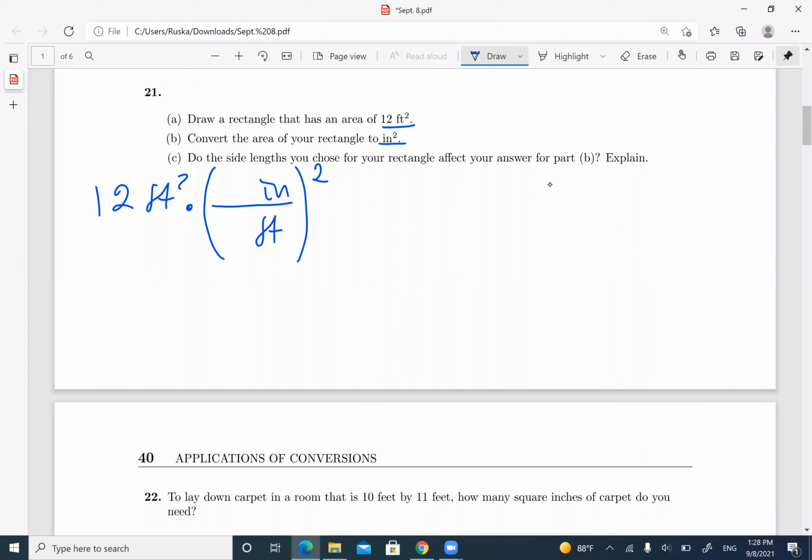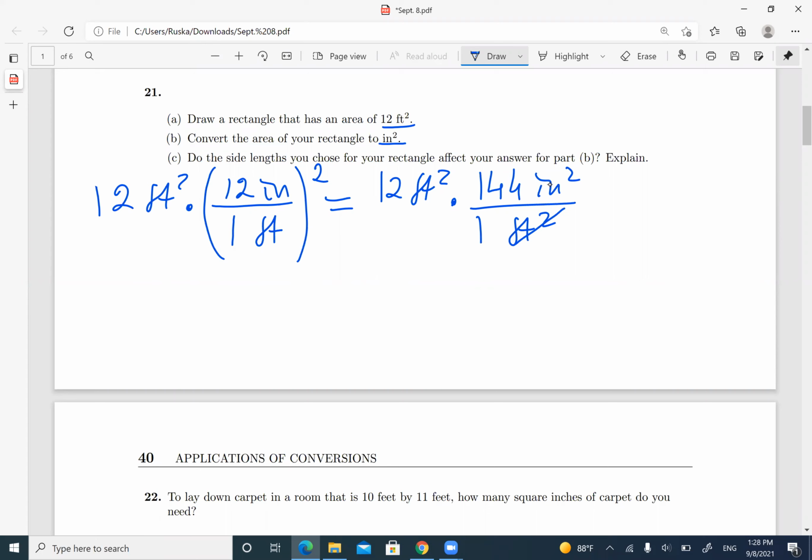Okay. So what is that? 1 foot is how many inches? 12 inches. Well, everybody knows that. Good job. So here we're going to square everything inside the parentheses. So we're going to have 12 square feet. We're going to multiply by 12 times 12. You square everything inside, right? So 144 square inches over 1 square foot.